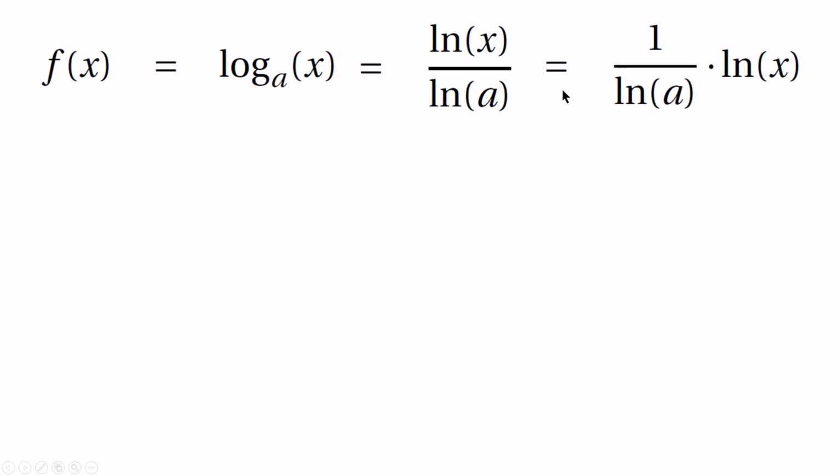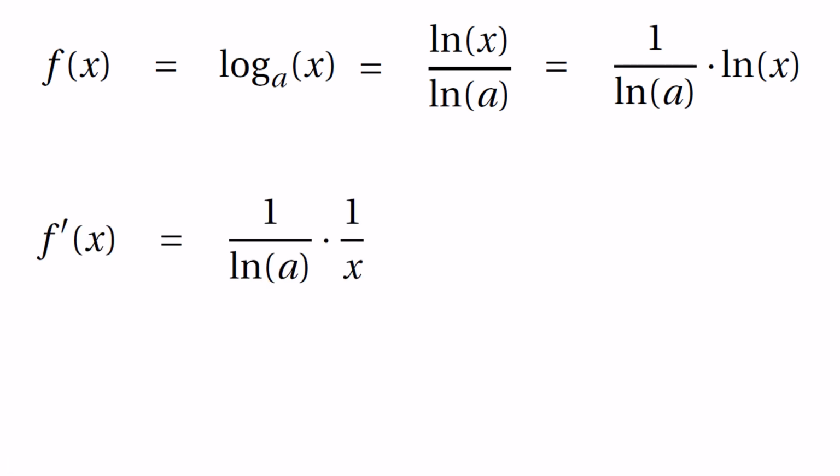Let's bring it out front to get it out of our hair. So I have f of x is equal to some ugly constant times natural log of x. I can take the derivative of that. The derivative of that is 1 over natural log of a times 1 over x. There's that ugly constant, just gets dragged along for the ride.